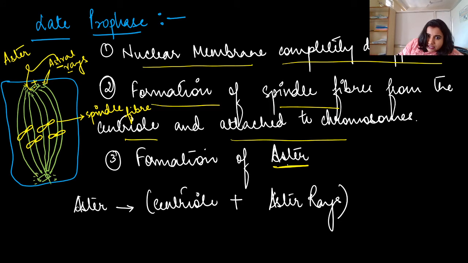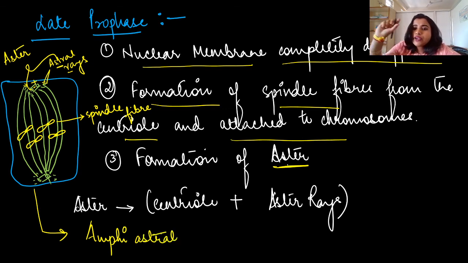Now you see how many asters are present? Two asters in a cell. So we call it amphiastral. We call the division in animal cell amphiastral because two centrioles are present at the opposite ends and these two centrioles will form your astral rays as well as spindle fiber. So this is the diagram of late prophase.